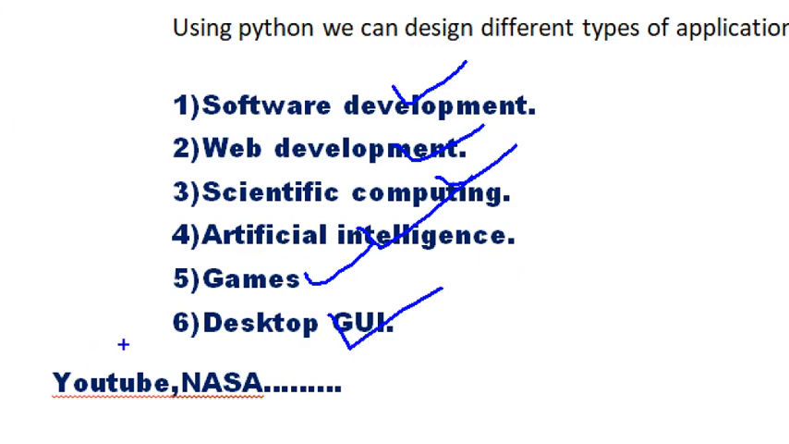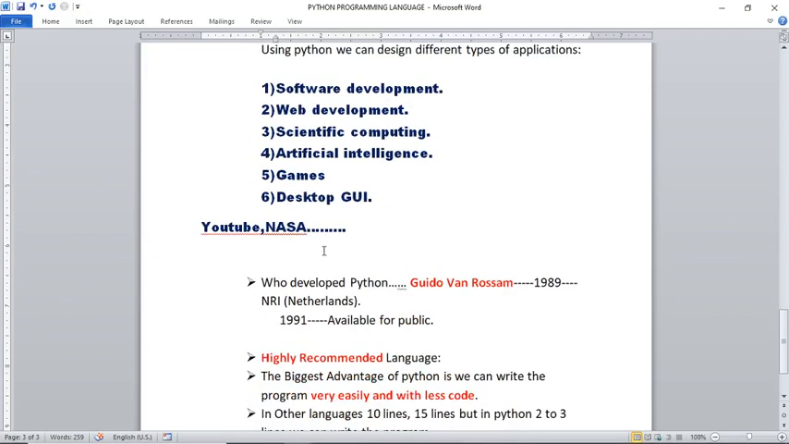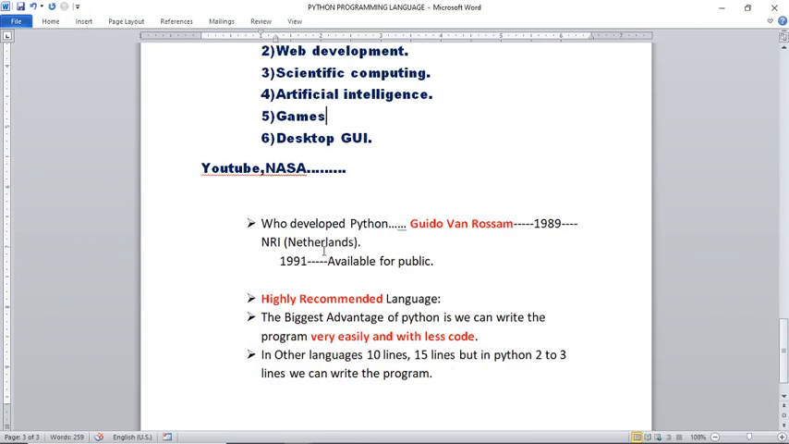And we know the well known YouTube. For YouTube also they are using the Python programming language, and in NASA also they are using Python programming language. That means we have so many different applications. By using this one Python programming language, we can design so many different applications. So that is the beauty of the Python programming language.